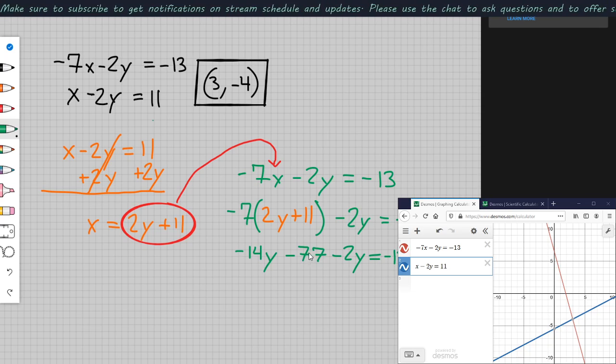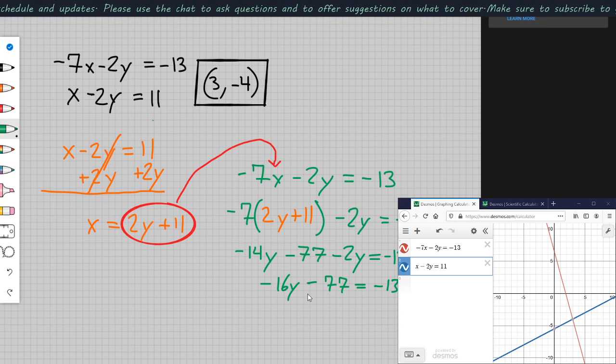So at this point now, just simplify. Negative 14y minus 2y is going to be negative 16y. And then we're going to have minus 77. And that's equal to negative 13. At this point, solve it like a two-step equation.